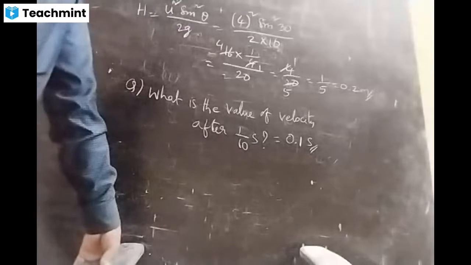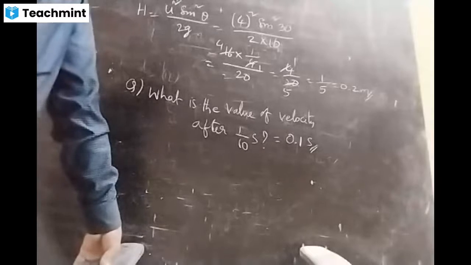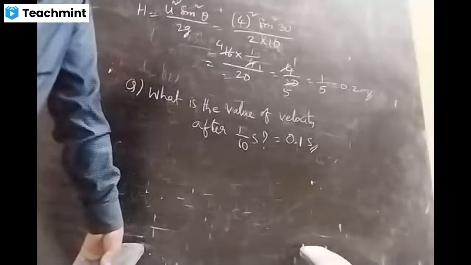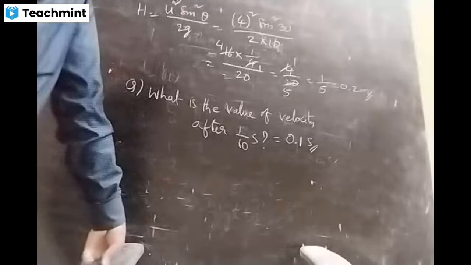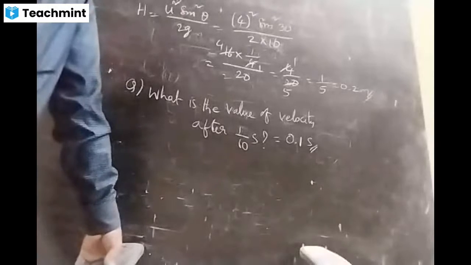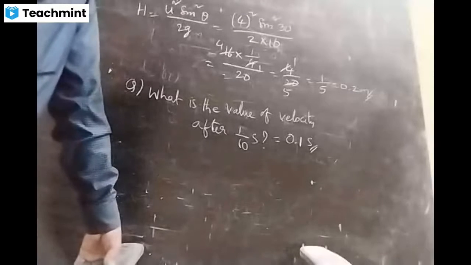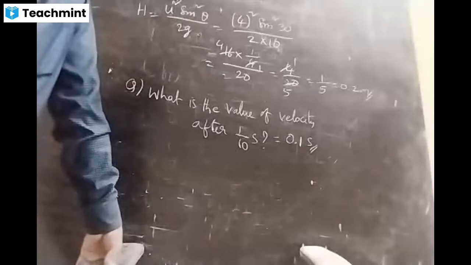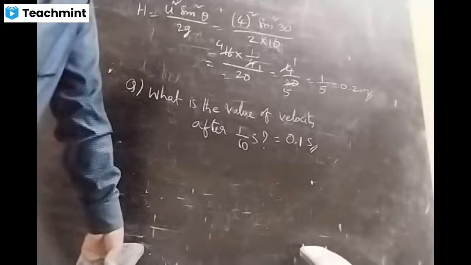Sir, what is t here? Seconds. Now for the x axis we need to take u cos theta into t. Very good. Okay. So 4 into root 3 by 2 for the x axis. And for the y axis we need to add. Where is that particle?